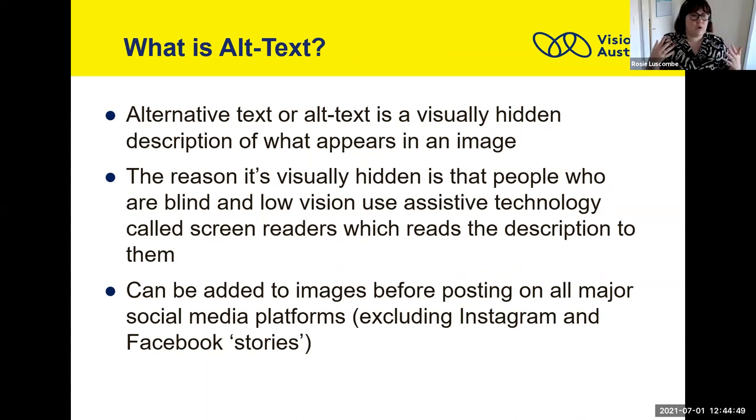So alt text, or alternative text, is a visually hidden description of what appears in an image. The reason why it's visually hidden is that people who are blind and low vision can use assistive technologies called screen readers, which read the description to them. Alt text can be added to images before posting on all major social media platforms, with the exclusion of Instagram and Facebook stories.